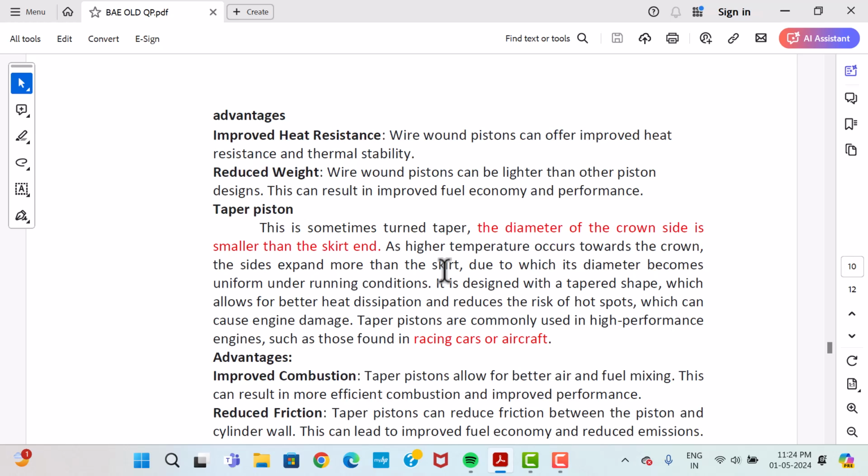So the piston may get stuck and seize in the cylinder. To avoid that, it is made in the form of a taper. It is designed with a tapered shape, which allows for better heat dissipation and reduces the risk of hot spots. Hot spots means whenever the piston touches the cylinder surface, it will cause some fault. That is, hot spots can cause engine damage. Taper pistons are commonly used in high performance engines such as those found in racing cars and aircraft.